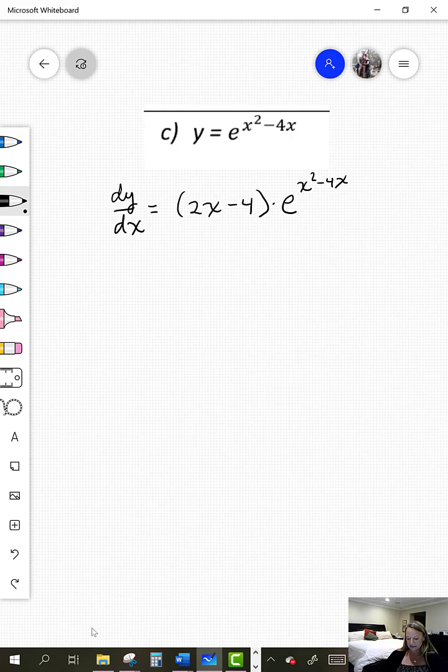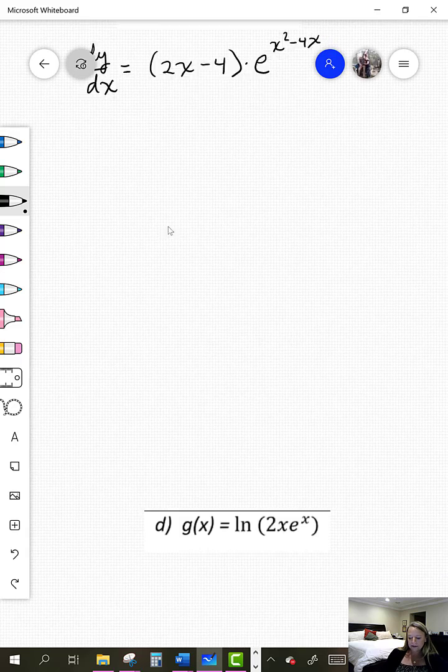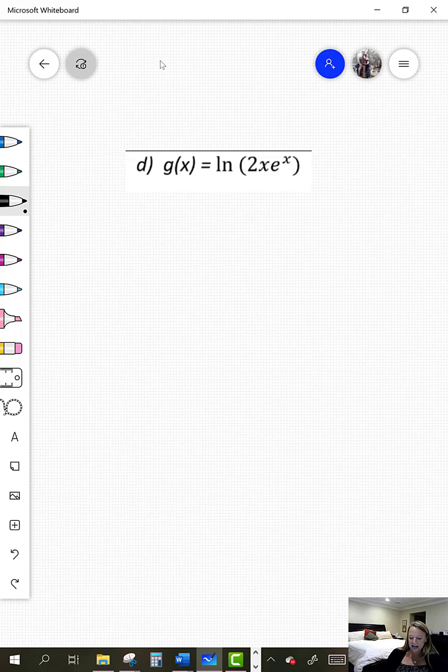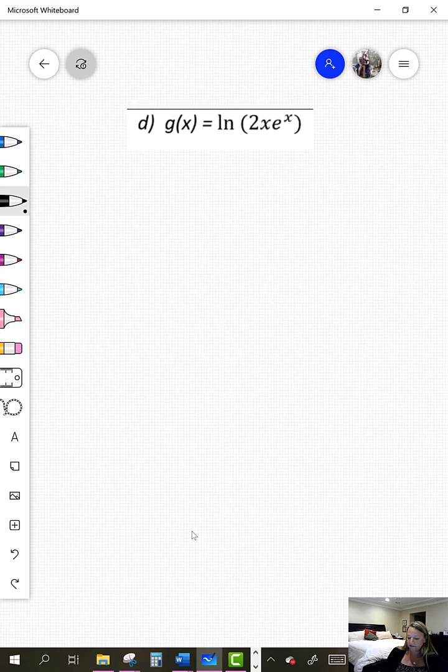So that was 5d, which was a natural log. Bringing it up now, we have g of x is equal to the natural log of 2x times e to the x. We can go ahead and just take the derivative of this, but I noticed that we can use some rules of logs to rewrite this and make it a little easier before we jump in and take the derivative.